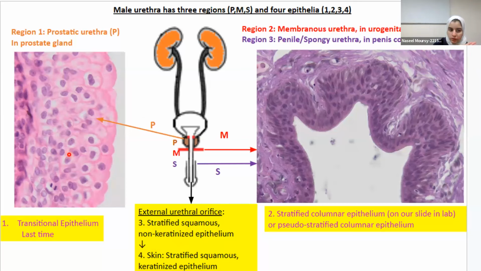So again, one, transitional epithelium in the prostatic urethra. Two, stratified columnar epithelium in the penile spongy urethra. And three, close to the external urethral orifice, you have stratified squamous, non-keratinized epithelium. When this finishes and you reach the outside of the body, it switches to skin, and we know skin is stratified squamous keratinized epithelium, so it has keratin. Did you guys get this part?